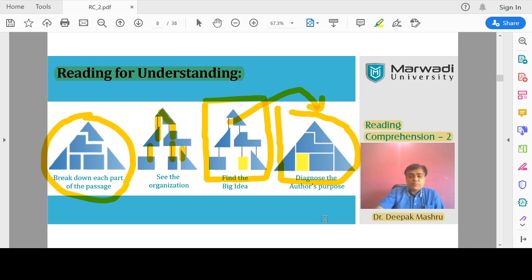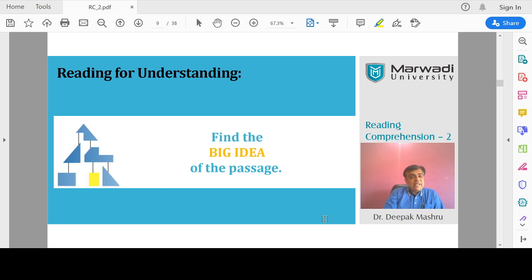Now, reading for understanding: finding the big idea of the passage. As I explained, we need to find out the big idea. If you find out the big idea, that will definitely help you to understand what exactly the paragraph is about, or what the core purpose of the author is in writing this paragraph. So that will help you in that way.